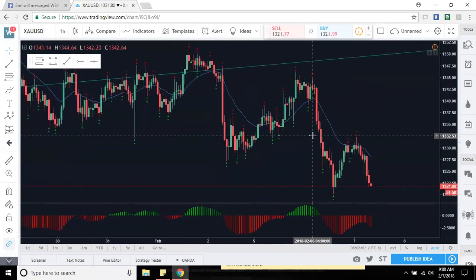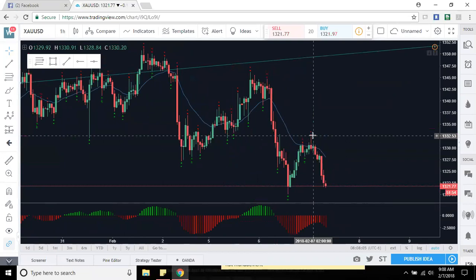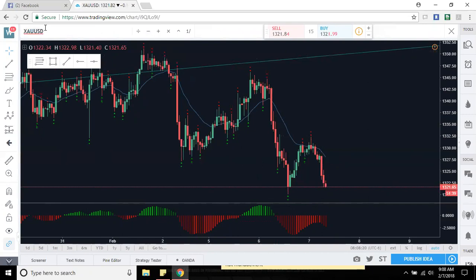All right. So here's the thing with gold, guys. Depending on what the value of the United States dollar is doing, gold's going to do the opposite. Well, not 100% exact opposite, but it's going to do the opposite. So what I'll do is I'll show you this real quick.